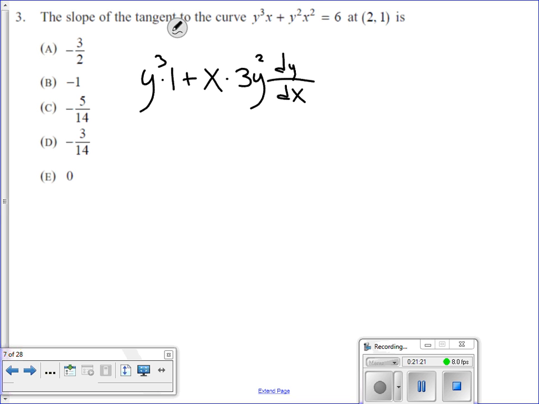Then we move on to the second term. Okay, first y squared, derivative of the second, 2x, plus the second, oh no, x squared times derivative of the first, 2y. I got dy/dx. All right, do I have it all in there? And then we have to take the derivative of 6, right? The other side. You can't just take the derivative of one side. That's 0.